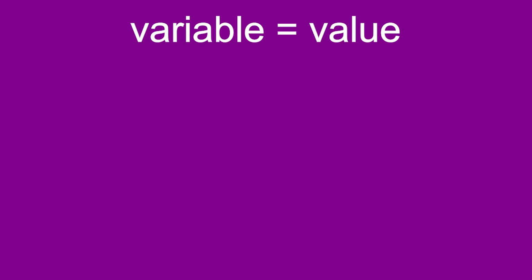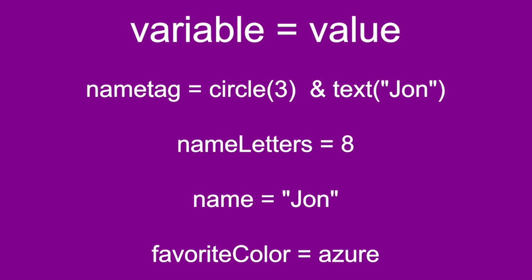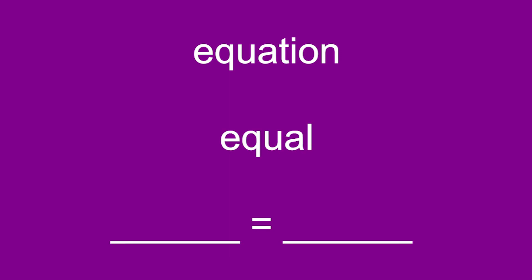So a variable is a name that represents a value, whether that value is a picture, a number, text, or color. You may have seen the variable x in math to mean an unknown number. In this program, nameTag, name, age, nameLetters, and favoriteColor were also variables with unknown values until you told the computer what their values are by using an equation. What's the root word of equation? Equal. The equal sign tells us that both sides of the equation have the same or equal values.